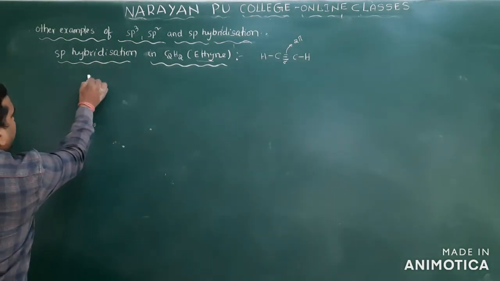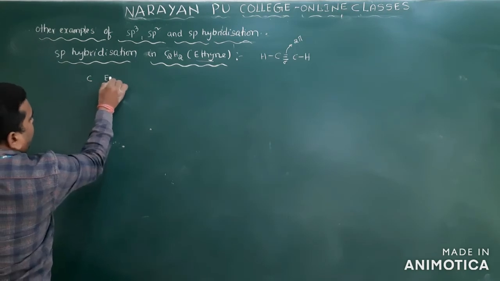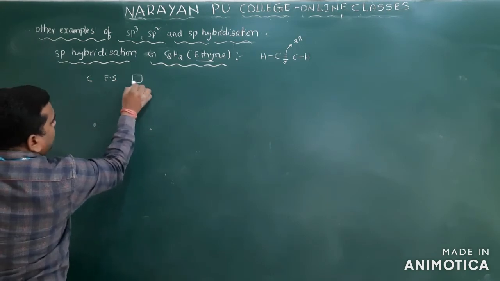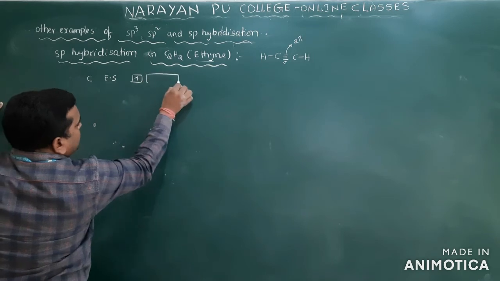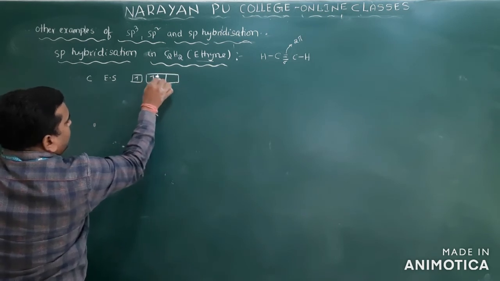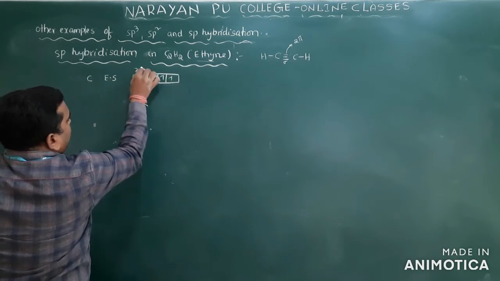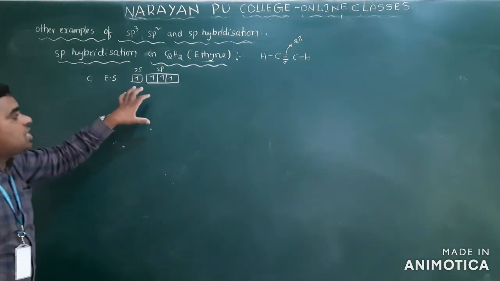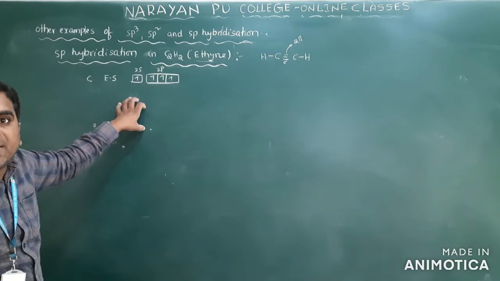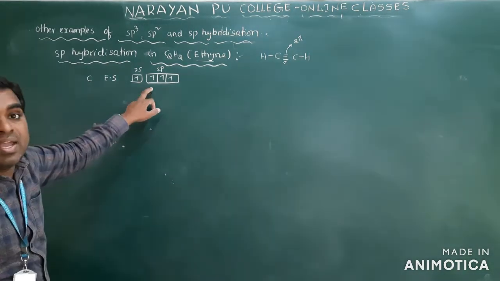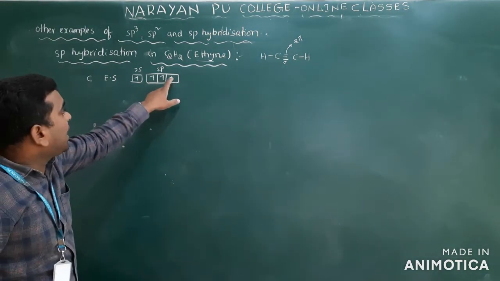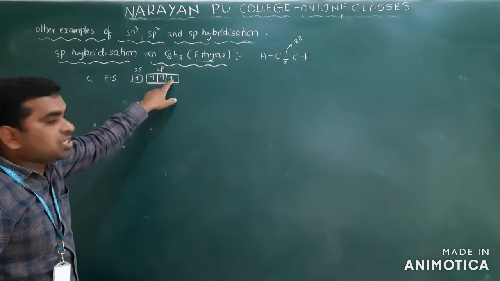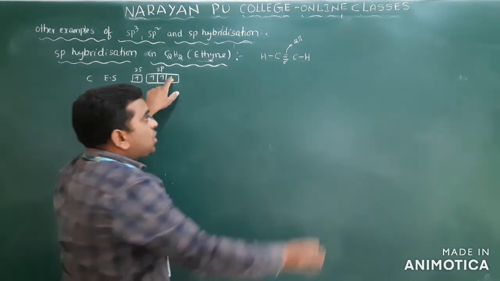Means if I take carbon here, what is the excited state electronic configuration? One electron in the 2s orbital and another three electrons in the 2p orbitals. Clear? And now, how many orbitals are involved in the hybridization? Only two. Why? The remaining two electrons, these two orbitals, should be involved in the formation of what?